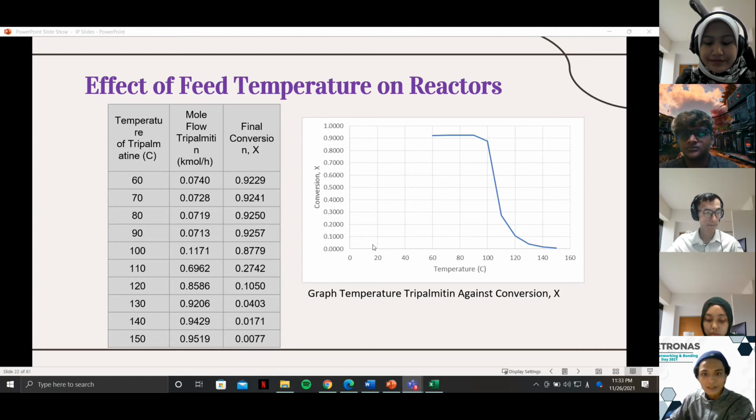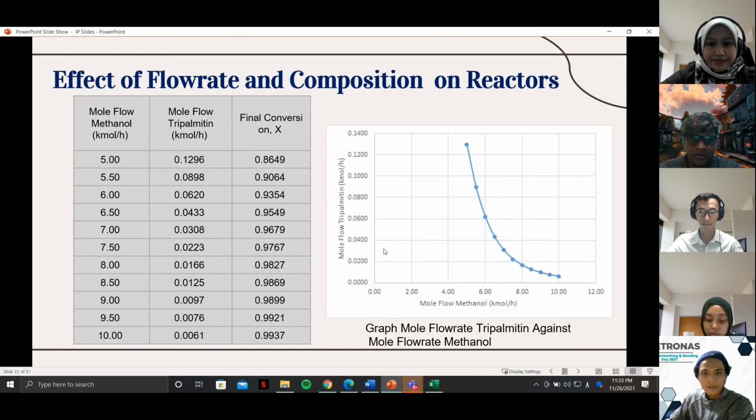So moving on, next we have the effects of flow rate and composition of the reactor. First and foremost, we talk about the flow rate of our methanol. As we have two reactor inlet feeds, methanol and triplamethane, we talk about methanol first. As we can see from the graph beside here, as we increase the mole flow of our methanol, we increase the conversion of our triplamethane. So it is preferable to increase the mole flow of methanol in order to increase our conversion.